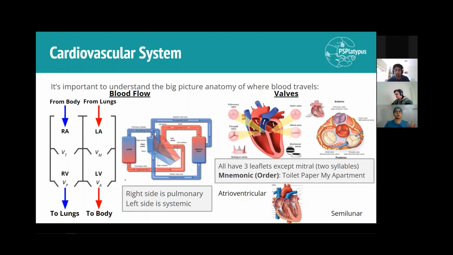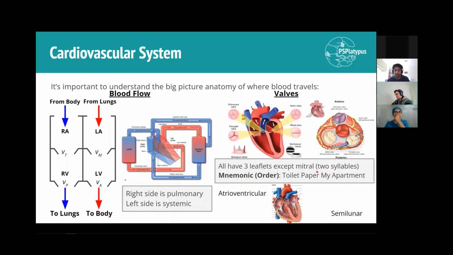And when it comes to actually memorizing the valves themselves and which valves blood is flowing through, a good mnemonic you could be using is something like toilet paper my apartment, which tells you that the first valve you're going to encounter when you're entering the right atrium and trying to go into the right ventricle is tricuspid, then pulmonary out from the right ventricle, and then mitral going into the left ventricle from the left atrium, and then aortic going out of the left ventricle. But again, that's something you can tailor to your own purposes.